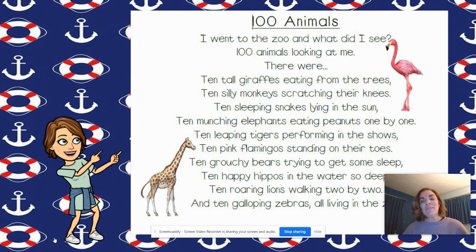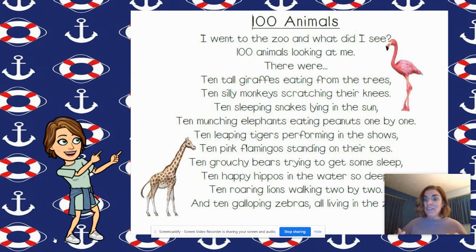Right, now take a moment and think about that. What image are you seeing in your mind, or if you had the opportunity right now, what would you be drawing? Be drawing a lot of animals, correct? Yes, giraffes. You might have noticed the number 10. 10 tall giraffes, 10 silly monkeys, 10 sleeping snakes, 10 munching elephants, 10 leaping tigers, 10 pink flamingos, 10 grouchy bears, 10 happy hippos, 10 roaring lions, and 10 galloping zebras.